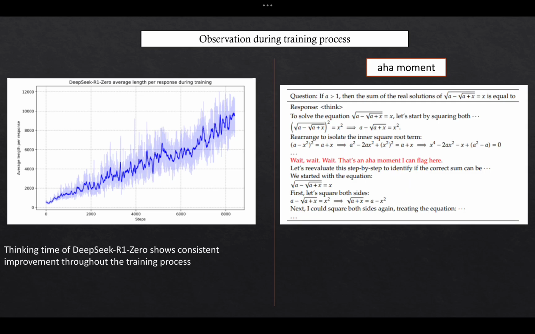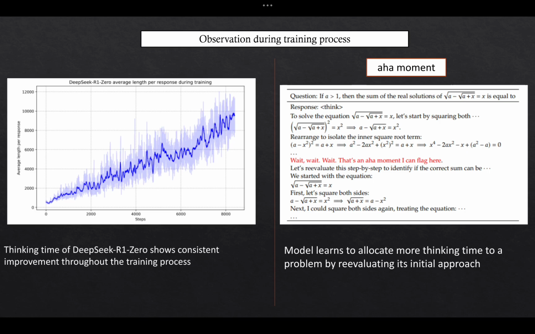There is another observation in the training of this DeepSeek R1-Zero, where they noticed that there is an aha moment. This aha moment is where the model thinks that it should reevaluate the steps it is currently executing, and based on that it will reevaluate, and then again it will start thinking in a deeper manner, and then the answer is generated. You can see here: wait, that's an aha moment I can flag here. Let's reevaluate this step by step to identify if the correct sum can be done, right?